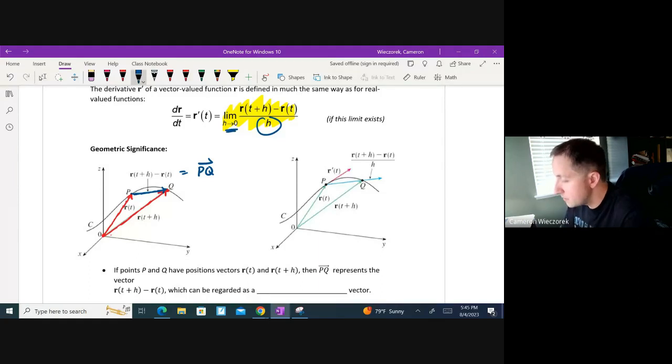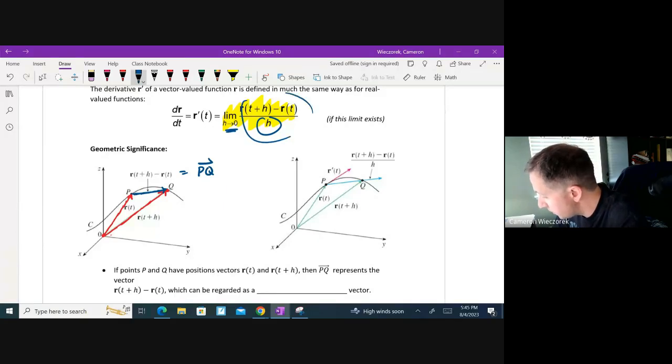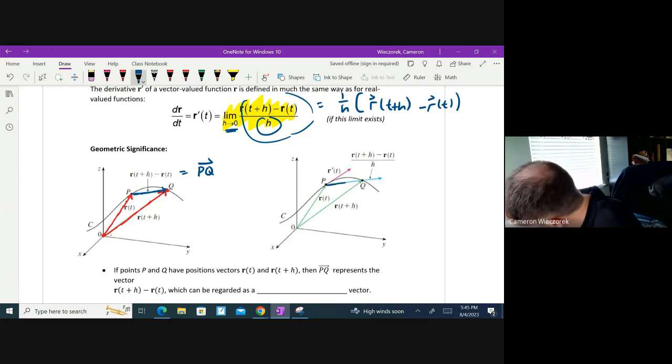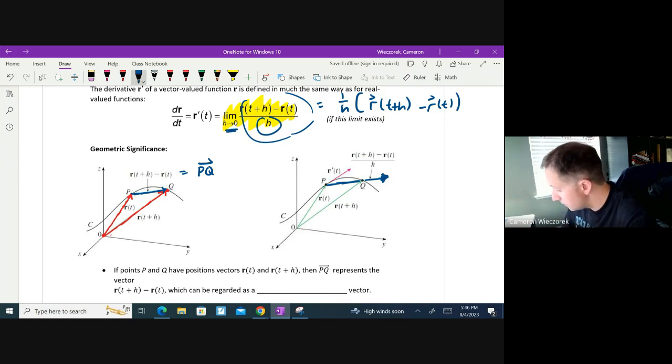Because we're trying to make the distance between r of t plus h and r of t smaller, we're trying to make that distance between the 2 points smaller and smaller. Think of this as the reciprocal, right? This thing right here, another way of writing that is 1 over h times that difference. So it's going to take that vector in blue, PQ, and it's going to scale it. It's going to give me a scalar multiple of that difference vector. So it's just taking the vector PQ, the vector r of t plus h minus r of t, and it's producing a parallel vector, right? It's scaling it in size.